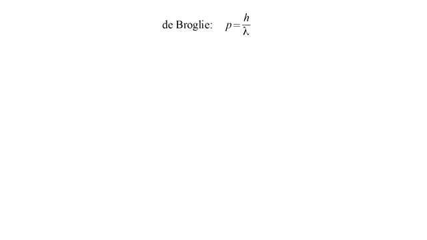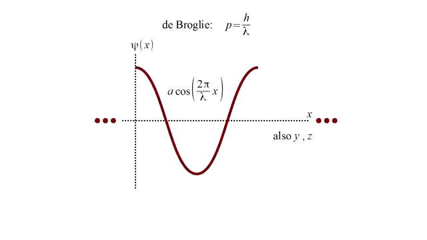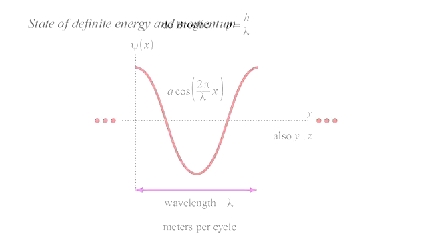Wave-particle duality is expressed by de Broglie's relation. Momentum equals Planck's constant over wavelength. The momentum of a quantum particle associated with a state that varies sinusoidally in space with wavelength lambda is P equals h over lambda. Since there are 3 dimensions of space, there are 3 components of momentum, x, y, and z. Let's think of a state of definite energy and momentum.